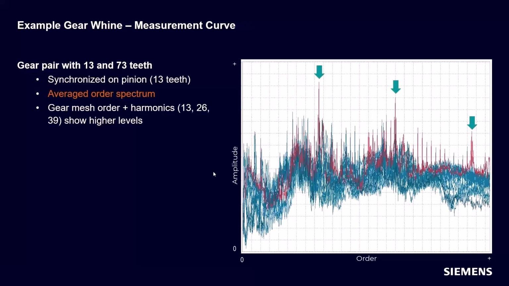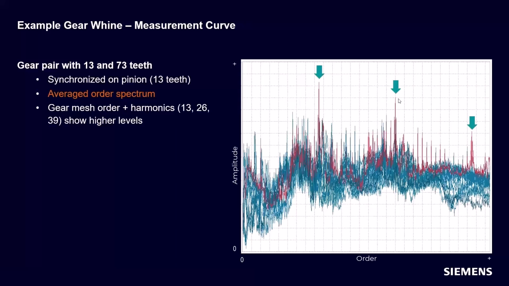We synchronize on the pinion, which has 13 teeth, and therefore we will see a gear mesh order at the order 13. And since this is not a sine wave, but a wave that has a certain different shape, we see harmonics. We see order number 26, order number 39, and so on.